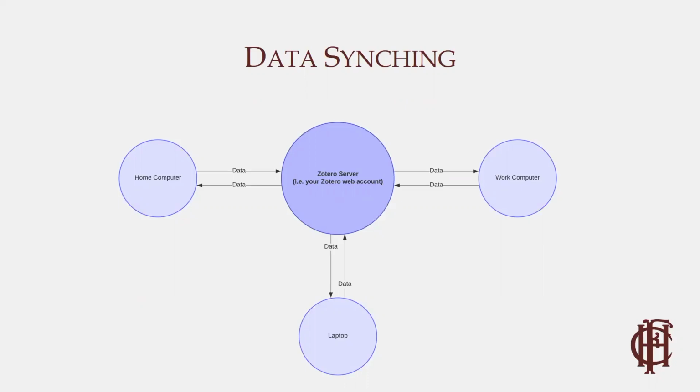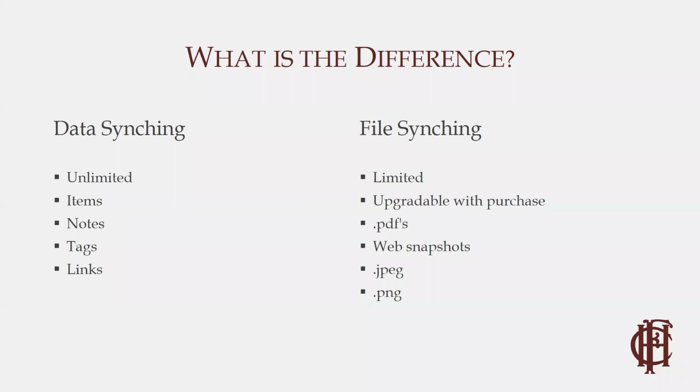The second type of information that Zotero stores is referred to as file storage. This includes PDFs, image files, any snapshots, or any other file that is not metadata. And this next slide actually will talk a bit more about the difference between the two. The biggest difference is how much you can actually store. So with data syncing, that reference library style syncing of metadata, that's unlimited. File syncing, you're limited to 300 megabytes of file syncing and storage, and that fills up very quickly.